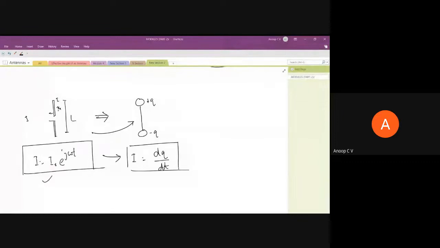Is there any doubt so far? Any doubt in the topics which I discussed so far? It's very simple. I've just told you what a short electric dipole is, how I can represent it equivalently, what the current phasor expression is, and how this current phasor is related to the charge. If you are able to understand that much, that would be more than sufficient. So shall I move ahead now?